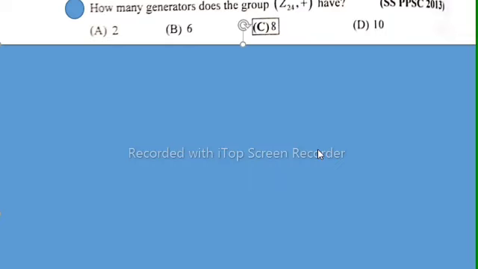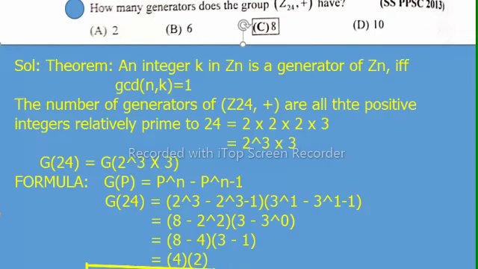In this lecture, I will solve AJK PSC 2013 MCQs, that is, how many generators does the group Z24 plus have? Solution: the theorem states that an integer k in Zn is a generator of Zn if and only if GCD, meaning greatest common divisor, of n and k is equal to 1. The number of generators of Z24 plus are all the positive integers relatively prime to 24.